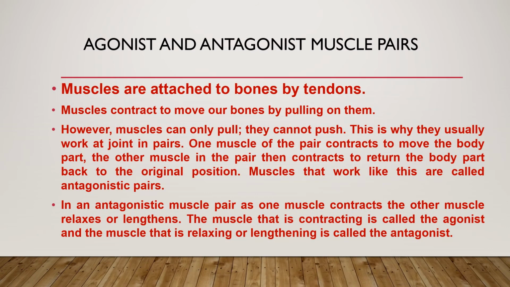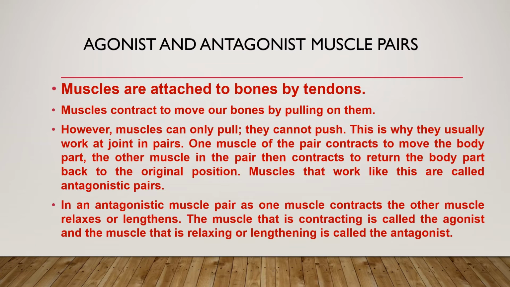Agonist and antagonist muscle pairs. Muscles are attached to bones by tendons. Muscles contract to move our bones by pulling on them. However, muscles can only pull, they cannot push. This is why they usually work in pairs. One muscle of a pair contracts to move a body part, the other muscle in the pair then contracts to return the body part back to its original position.